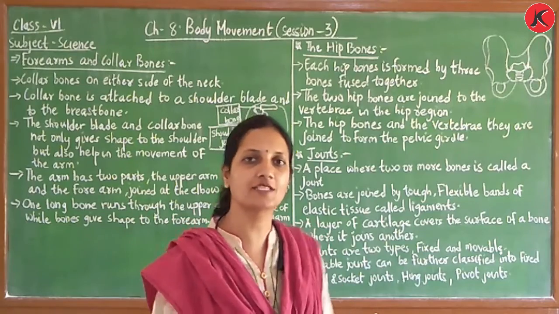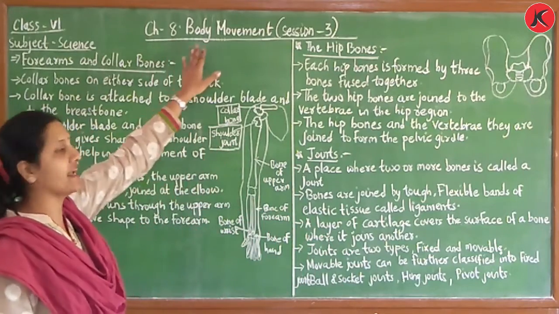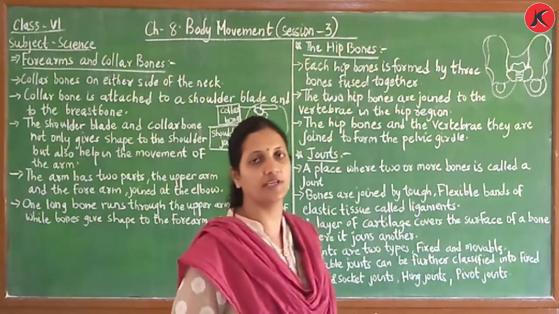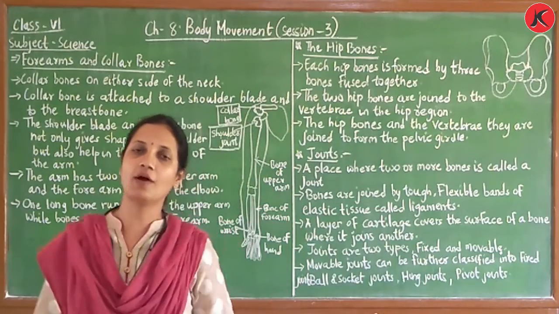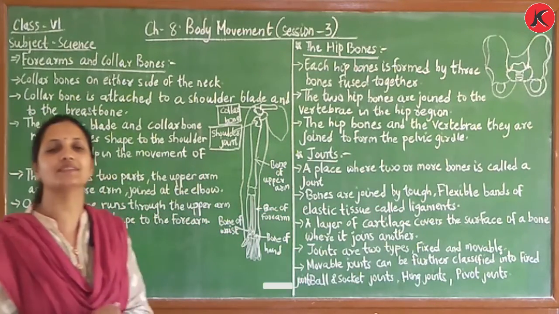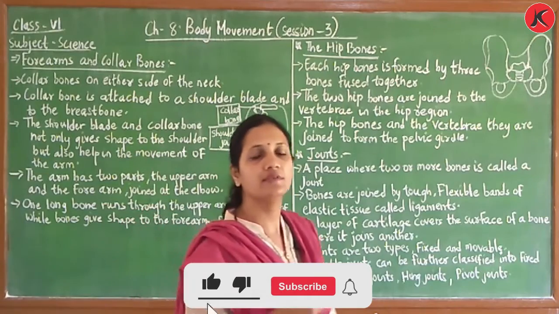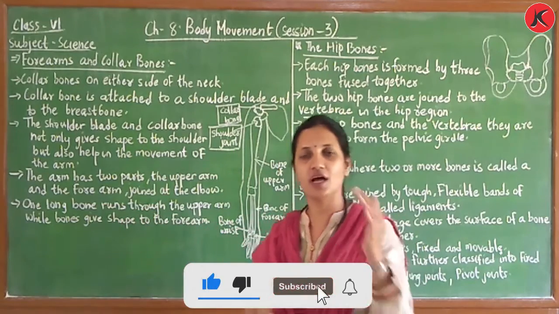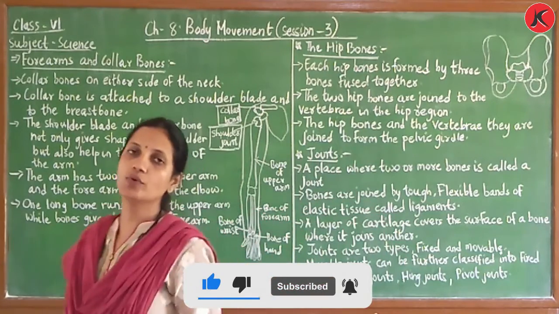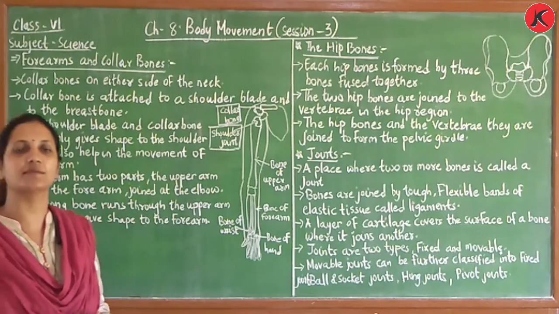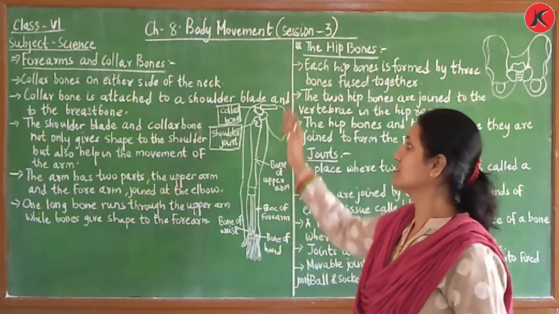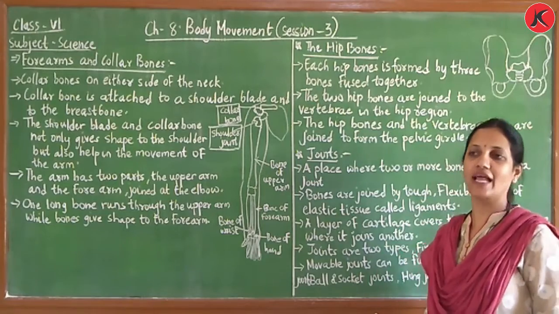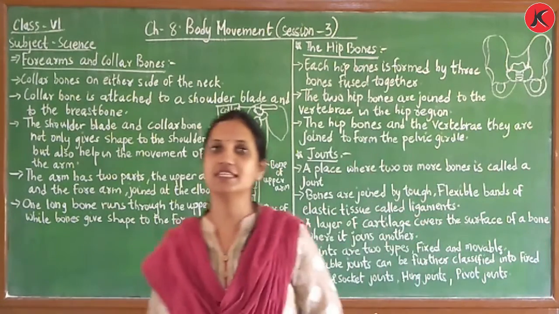We will continue with the explanation of chapter number 8, Body Movements, session 3. In the last session, children, we discussed what the body movement system is. In that we saw three systems which allow our body to move: the muscular system, the nervous system and the skeletal system. In this chapter, children, we are going to discuss the skeletal system in detail.